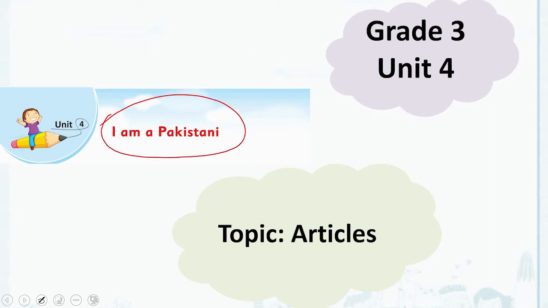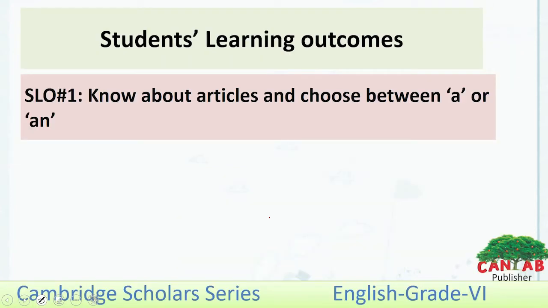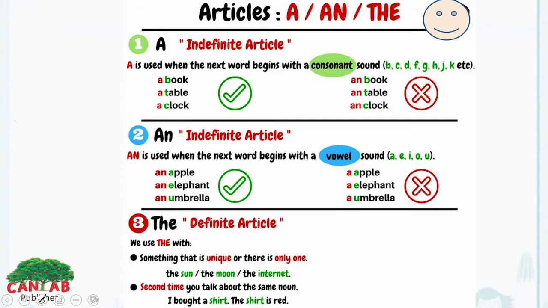We are going to start our lesson from unit 4. I am a Pakistani. Our today's topic is articles. SLOs of this lesson are: know about articles and choose between a and an. First, let's discuss the articles. I hope you are familiar with the use of articles. Let's see what we have here.